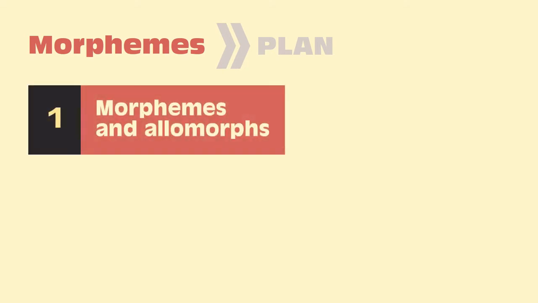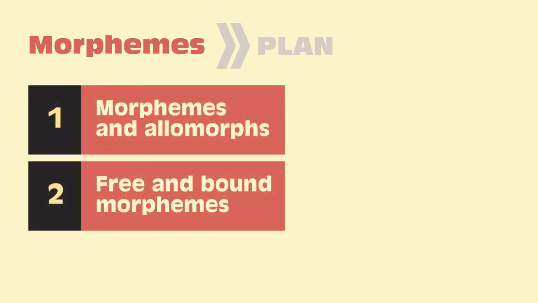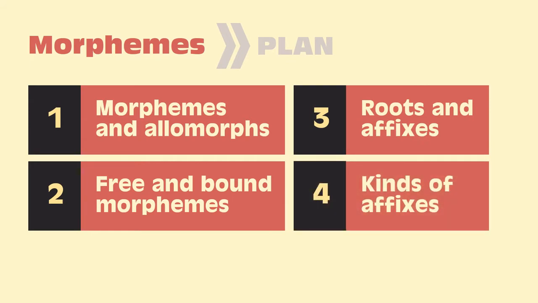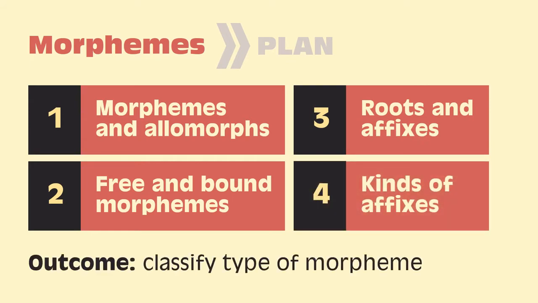We'll look at some important distinctions: morphemes and allomorphs, free and bound morphemes, roots and affixes, and different kinds of affixes. The outcome is that you'll be able to classify morphemes using these terms.